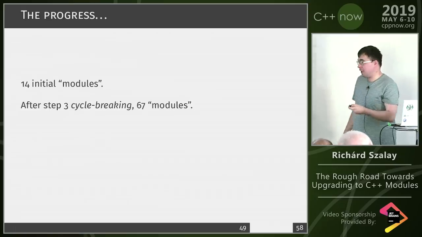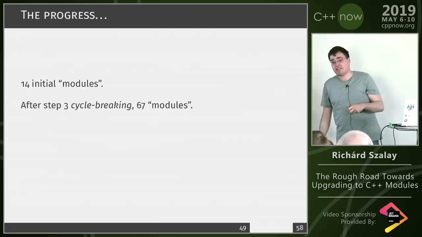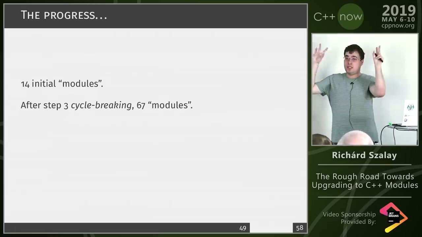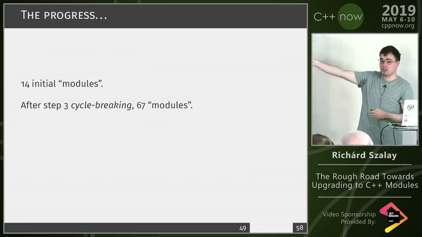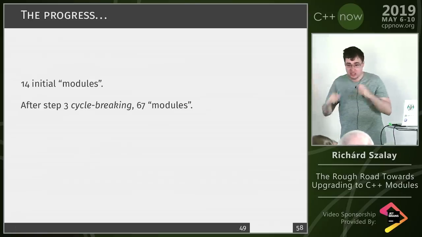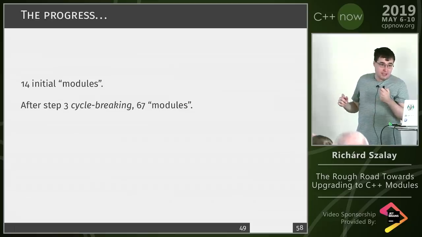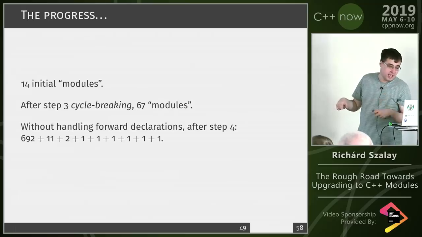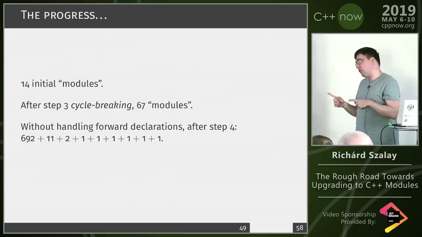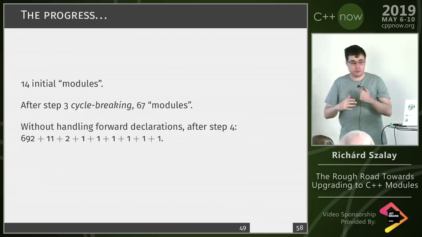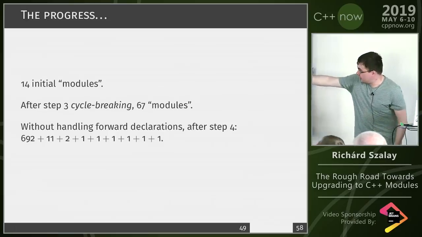After step three, which is breaking the cycles, I have identified 67 modules. Once again, these are not yet compiling translations. These are just clusters of the type system. This is only on your headers. I have not touched your implementation files yet. And if I didn't handle forward declarations after joining the files, this is the result I get.